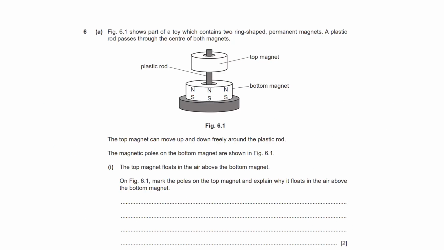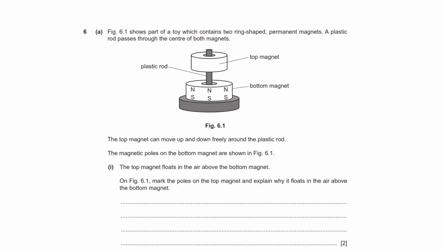Okay, so moving ahead, question number 6. A figure shows part of a toy which contains two ring-shaped permanent magnets. A plastic rod passes through the center of both magnets. The top magnet can move up and down freely around the plastic rod. The magnet poles on the bottom of the magnet are shown. So the top magnet floats in the air above the bottom magnet. On figure 6.1, mark the poles on the top magnet and explain why it floats in the air.